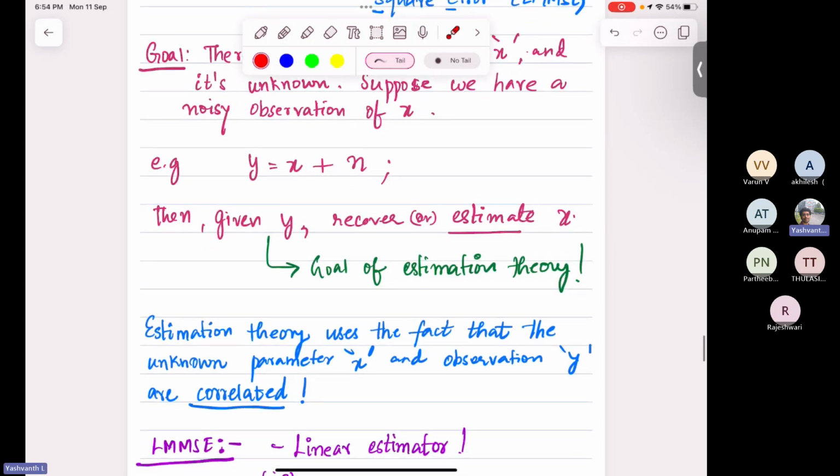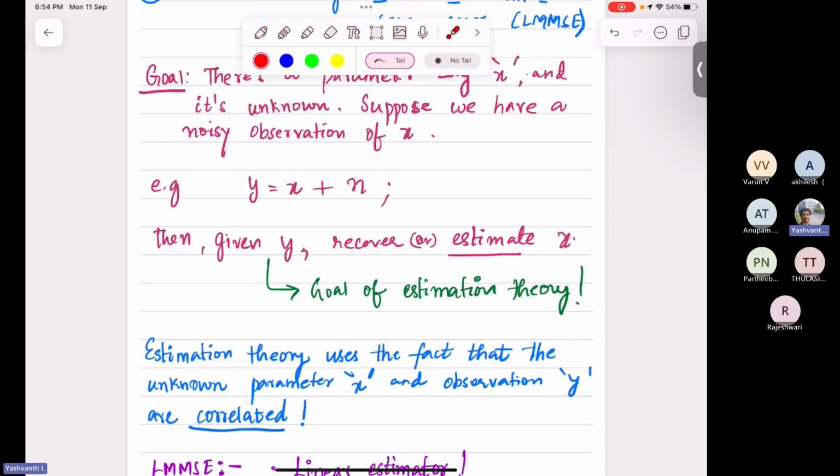Okay, so estimation theory uses the fact that this unknown parameter X and the observation Y are correlated. If you remember, long back we were discussing correlation. What is correlation? It is the knowledge that is gained about the random variable X when the knowledge of Y is known to us. Okay, if I know Y, can I tell anything about what X is?